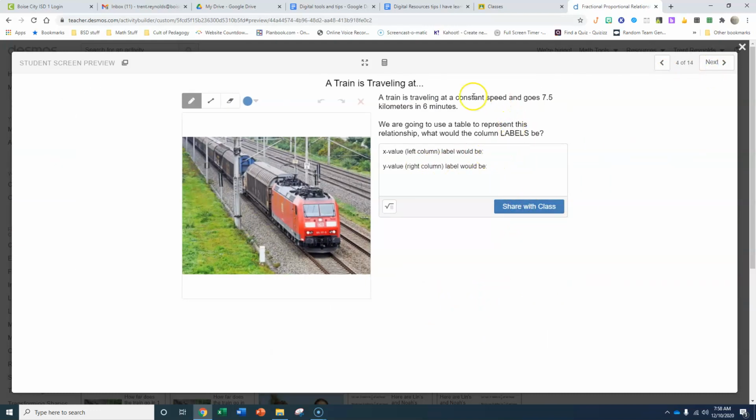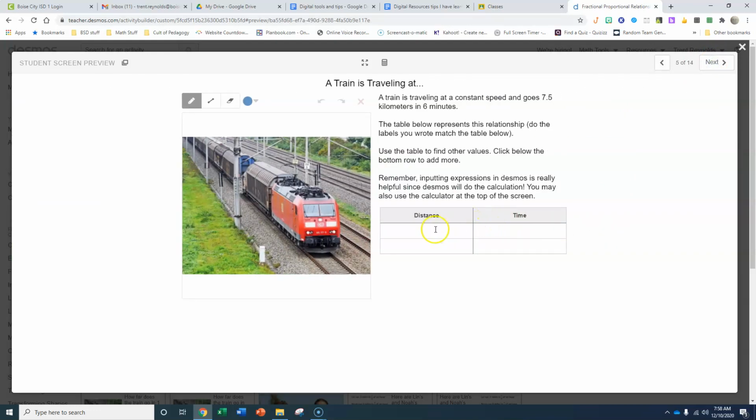The labels would be, in this case, 7.5 kilometers in 6 minutes. So our labels would be kilometers or distance and minutes or time. Okay, and here we do set it up, distance and time. Now, generally you will see time on this column. Time is almost always on the x-axis, but for this particular situation, it's set up as distance and time. And in a proportional relationship, it's okay to do it either direction. So we can add rows to this, and the table works really nice.